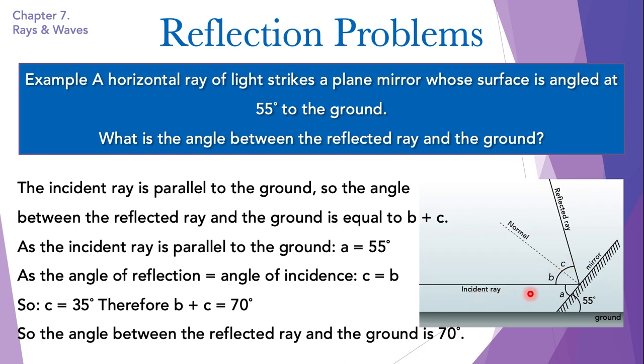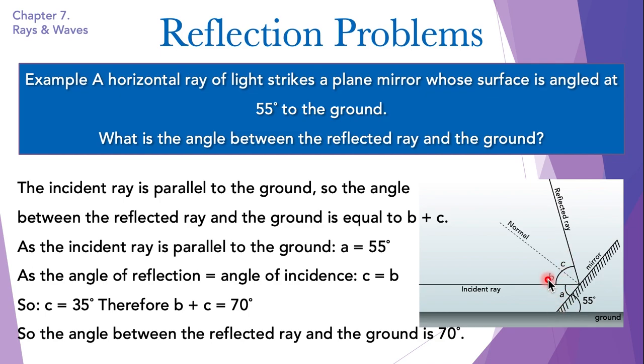So the incident ray is parallel to the ground. So the angle between the reflected ray and the ground is going to be equal to C plus B. As the incident ray is parallel to the ground, A is going to be equal to 55 degrees, because the mirror is also at 55 degrees and the incident ray is parallel to the ground. Angle A is also going to be 55 degrees.